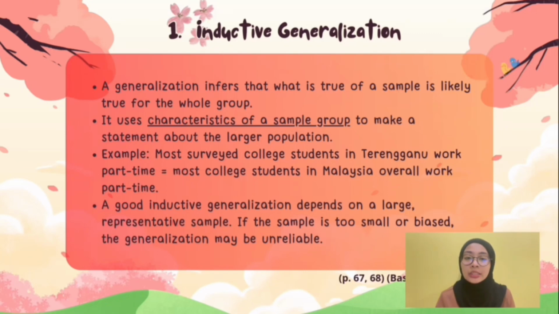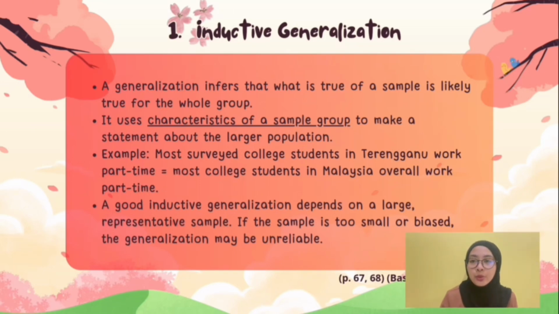So, for a good inductive generalization, it depends on a large representative sample. If the sample is too small or biased, the generalization might be unreliable.